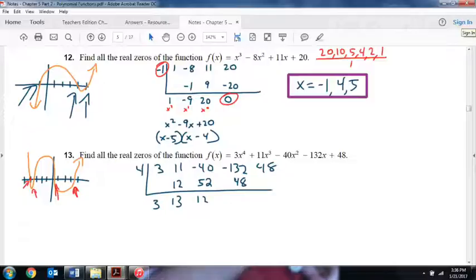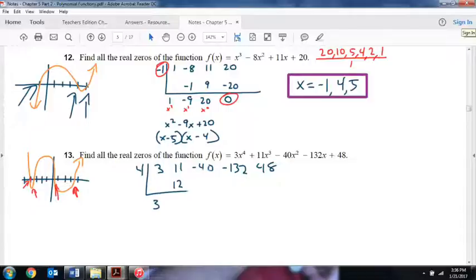This one looks like a pain, so negative 132 plus 48. I don't feel like doing that in my head. That's negative 84. I think I did something wrong. I did do something wrong, and hopefully somebody caught it way back early. 11 plus 12 is not 13, it is 23.